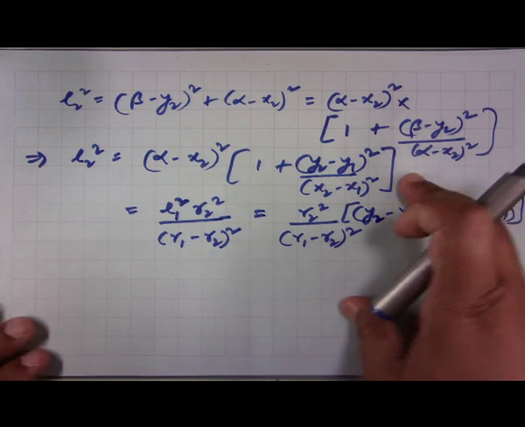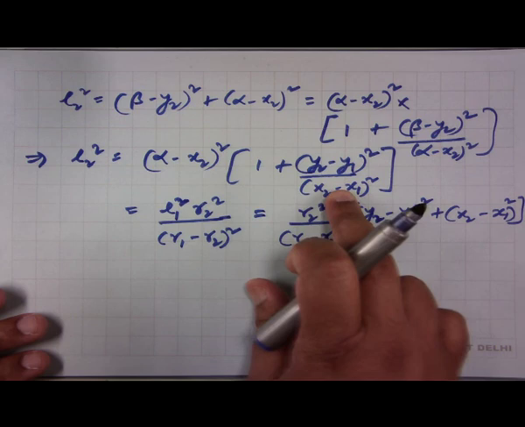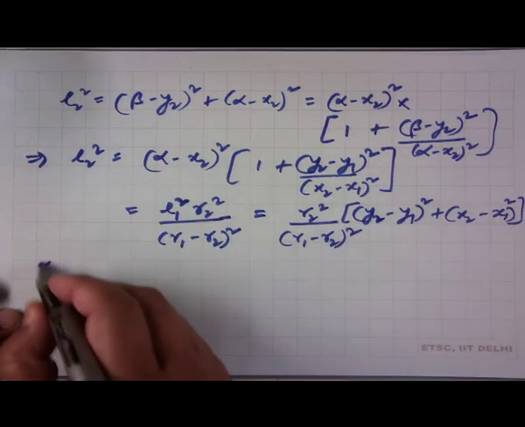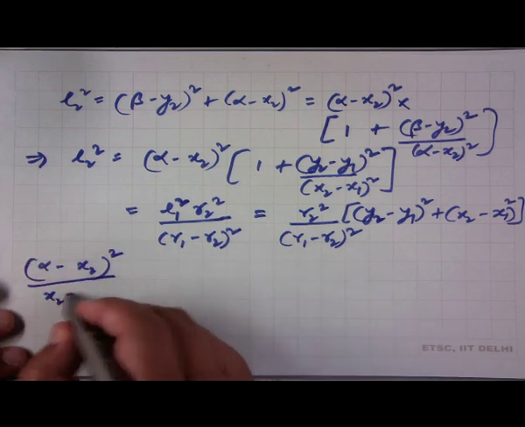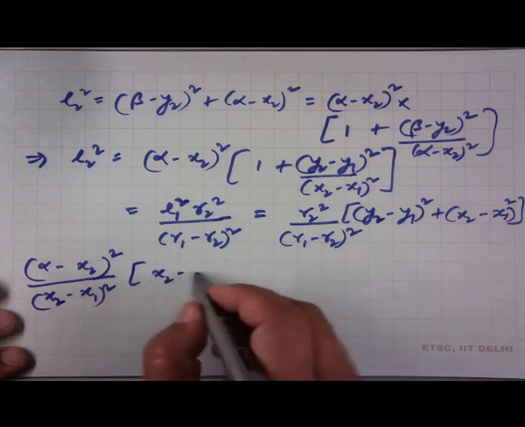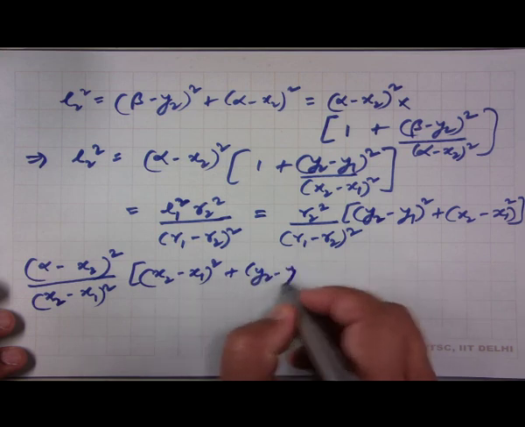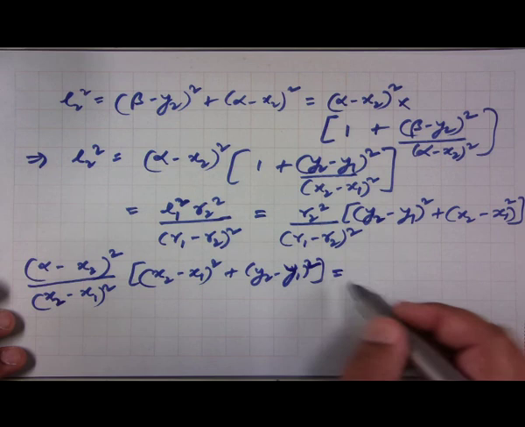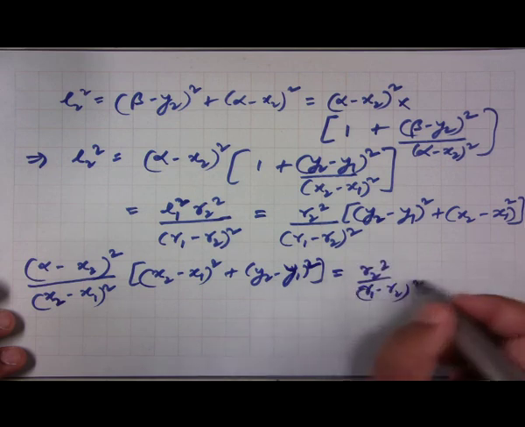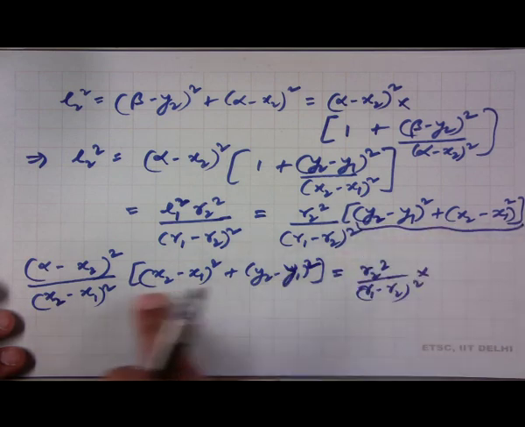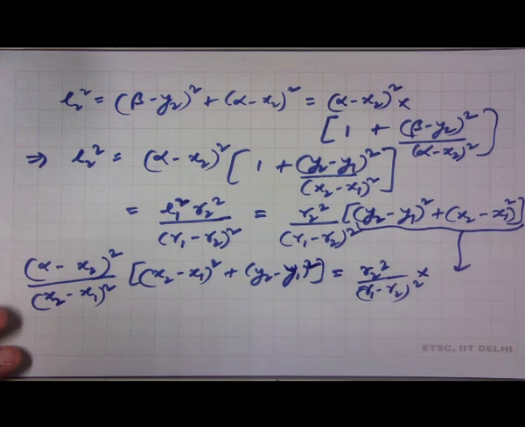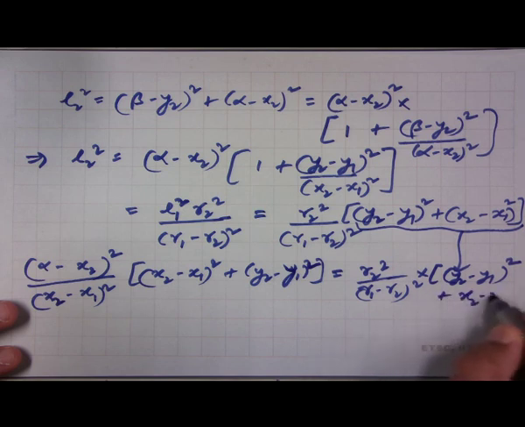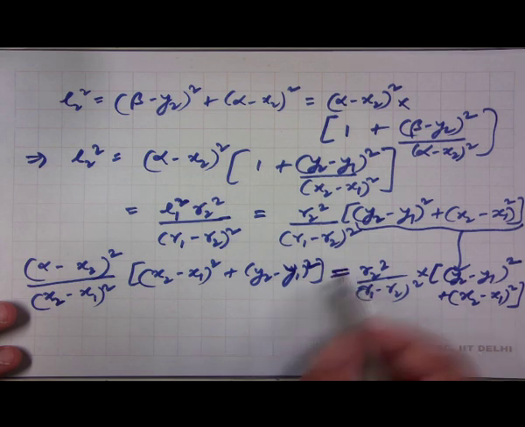So, this and this expression are equal, and then we see that we can take this as common denominator here. The left hand side, this entire thing, can be written as alpha minus x2 whole square by x2 minus x1 whole square into x2 minus x1 whole square plus y2 minus y1 whole square, but this entire thing is equal to this, multiplied by this expression is the same as this. And then of course, we see that this and this are the same.